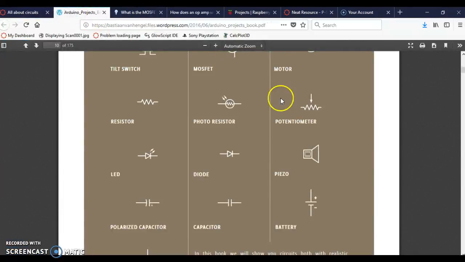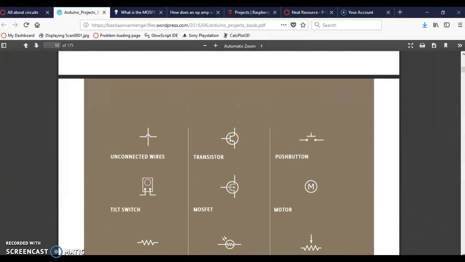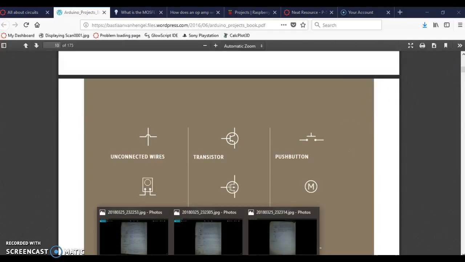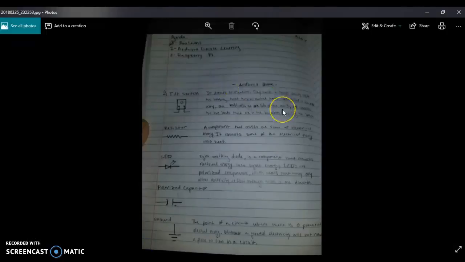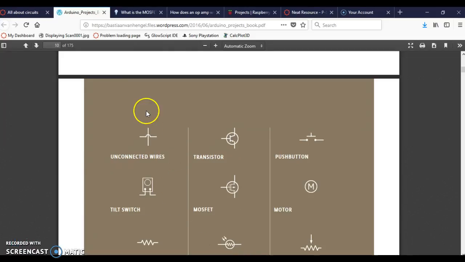For the Arduino book, I went through and wrote down all the symbols that are in the beginning of the book. I went through the whole book and wrote down what I thought would be useful in my journal. Some of them weren't explained in the Arduino book, but they were touched on a little bit because they're in different categories. Like polarized capacitor was underneath capacitors and MOSFET was underneath transistors, since that's what they are technically.